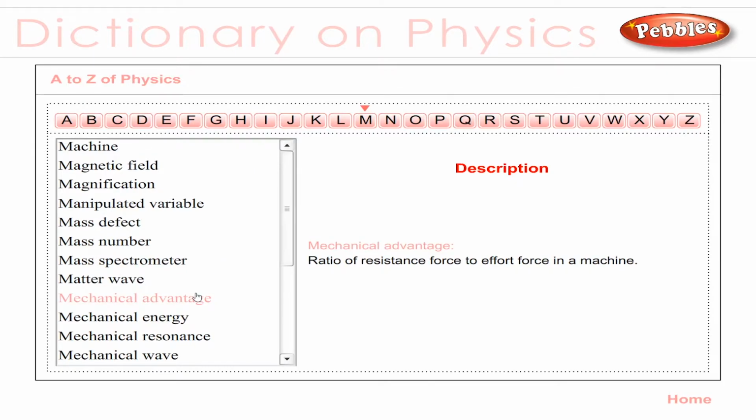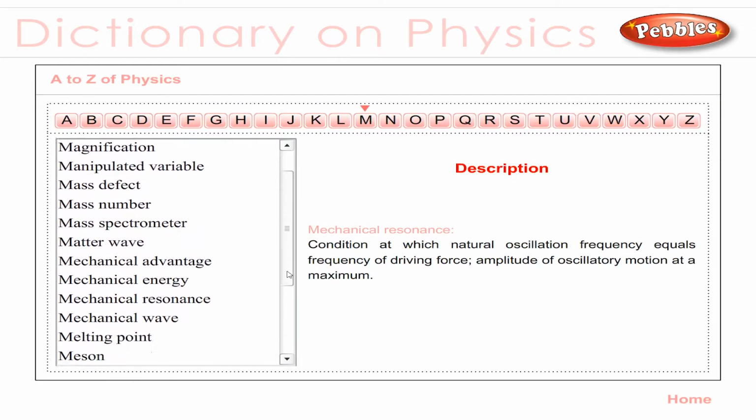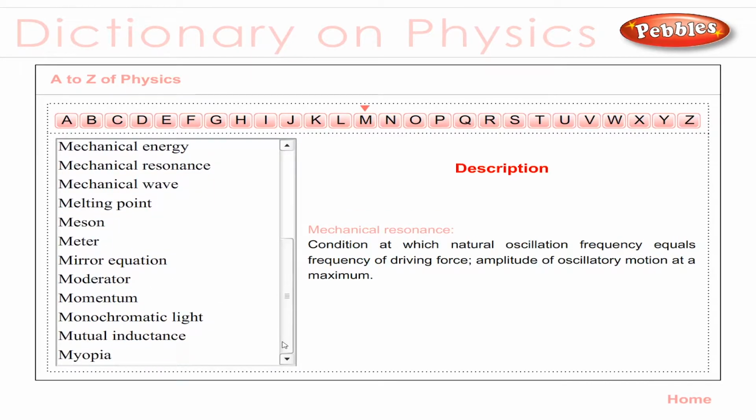Mechanical advantage. Ratio of resistance force to effort force in a machine. Mechanical energy. Sum of potential and kinetic energy. Mechanical resonance. Condition at which natural oscillation frequency equals frequency of driving force, amplitude of oscillatory motion at a maximum.